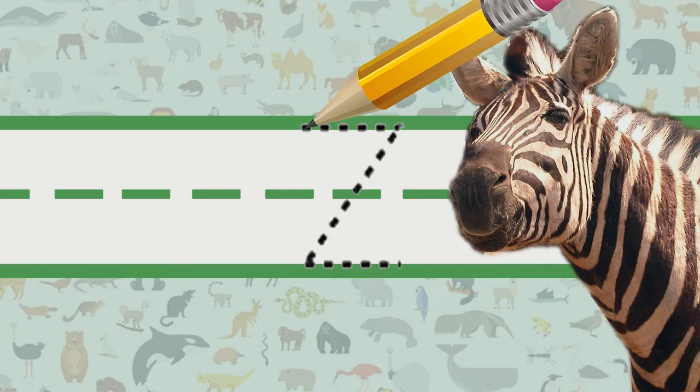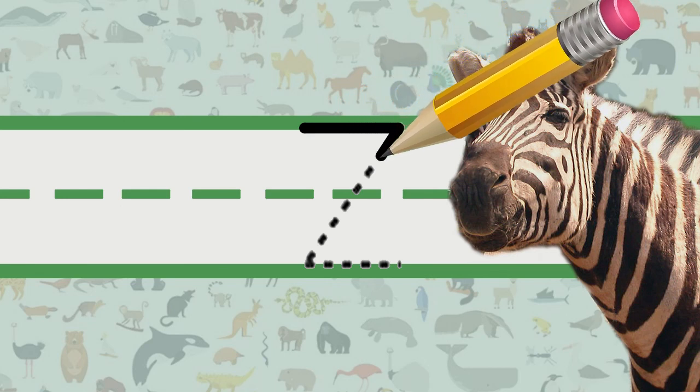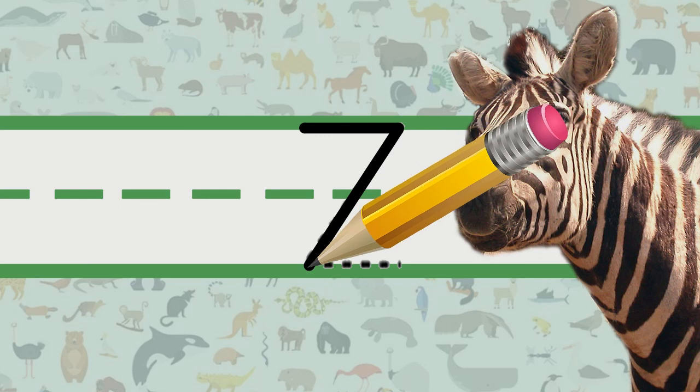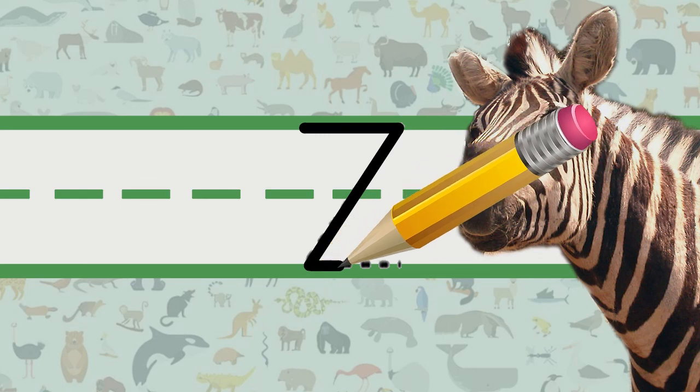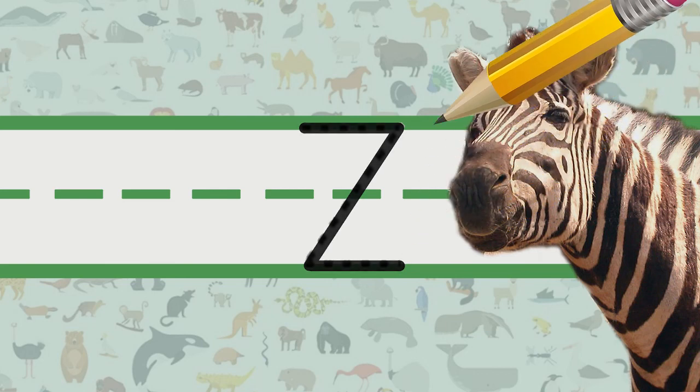Start at the top and draw a straight line to the right. Then draw a diagonal line down to the bottom. Then draw a straight line to the right. Good job. Now let's write little z or lowercase z.